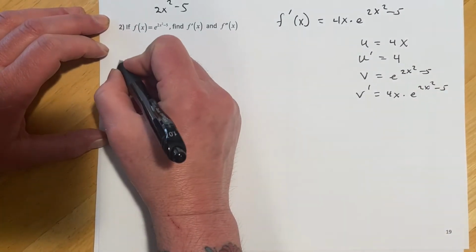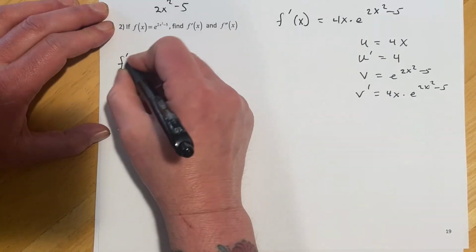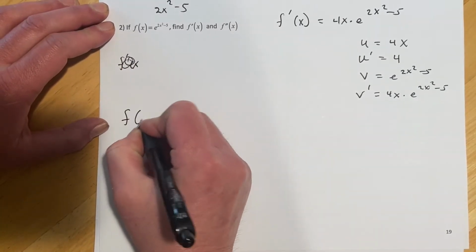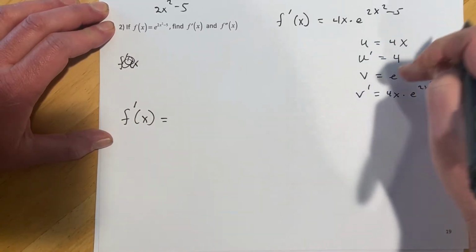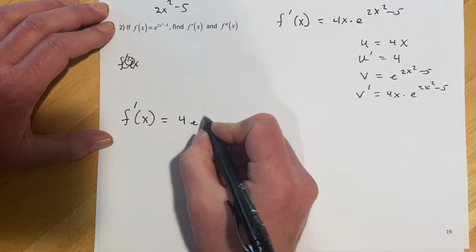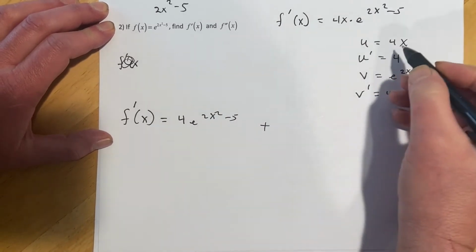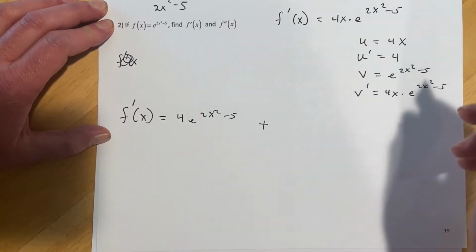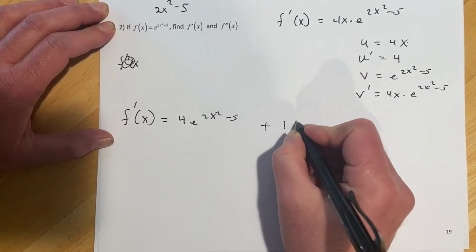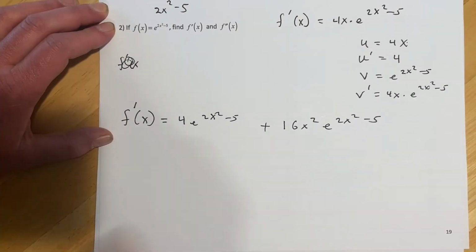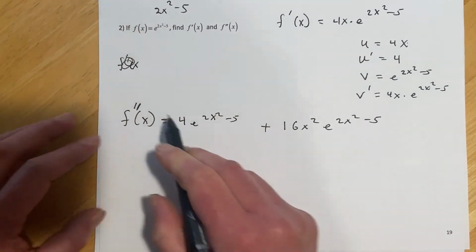So that is going to give us, actually let me scoot down here, we'll have a little more room. So 4 times this, and then plus 4x times this. And then here, this will be 4x times 4x. I'm going to write that as 16x squared. And then, oops, sorry, this is actually f double prime, my bad.